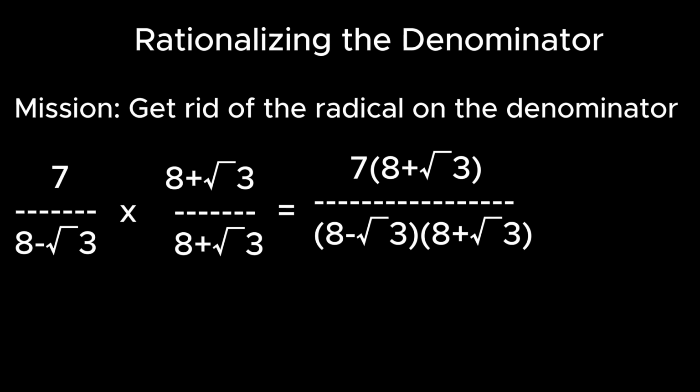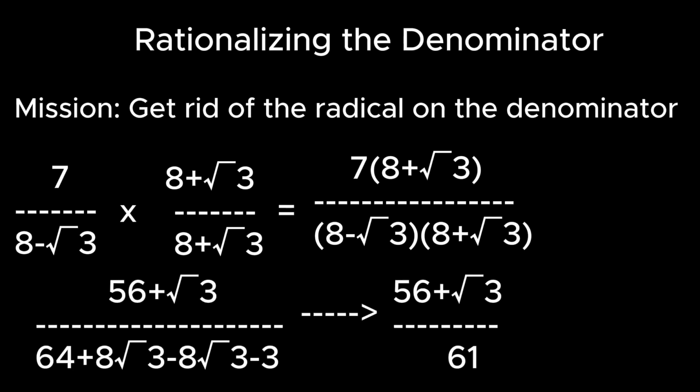And now you see how the middle terms, the 8 radical 3 and the negative 8 radical 3, cancel out, and then we're left with 56 plus 7 radical 3 divided by 64 minus 3. And that simplifies to 56 plus 7 radical 3 divided by 61.